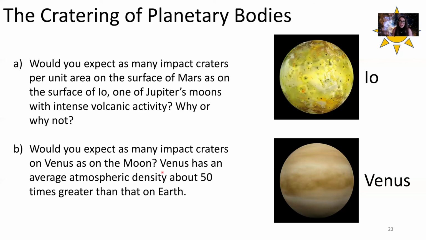Here's a piece of information about Venus. Venus has an average atmospheric density about 50 times greater than that of the Earth. And the moon has almost no atmosphere. So think about what we talked about with meteors and what happens when an asteroid is falling through the Earth's atmosphere. We've got the moon, and you're comparing it to Venus with the super thick, heavy atmosphere. With that, would you expect more impact craters on Venus or on the moon?